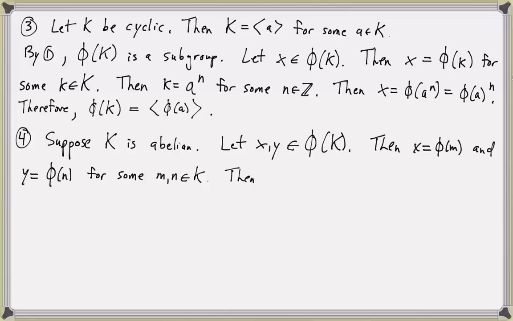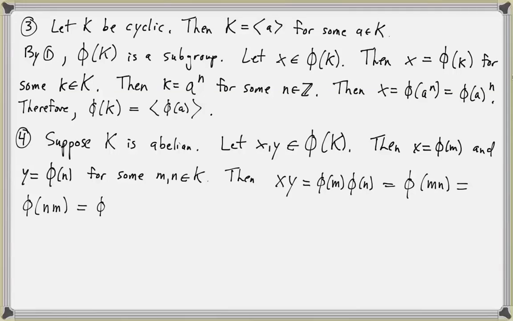Then to show that the image of K is abelian, we're going to show that xy is the same as yx. So xy equals phi of m, phi of n. I can combine this to equal phi of mn. But now I'm going to use the fact that K is abelian, so I can write mn as nm. And then this equals phi of n times phi of m, which equals y times x. So we see that the image of K is abelian.